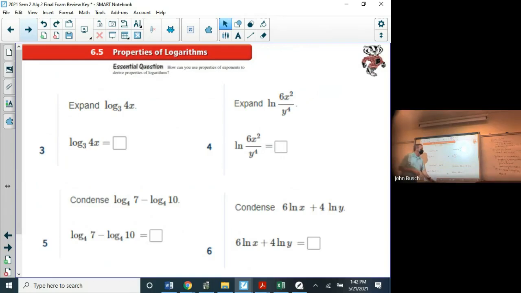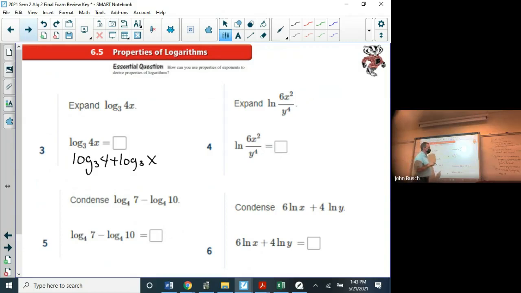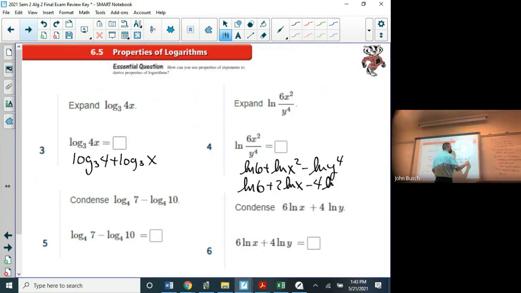So expanding this, since it's a product, we can expand that into log base 3 of 4 plus log base 3 of x. Expanding this one, we've got multiplication on the top, and then you divide by y to the 4th. Everything in the denominator is going to end up being negative. So we've got the natural log of 6 plus natural log of x squared minus natural log of y to the 4th. And then these powers can come out first. Natural log of 6 plus 2 times the natural log of x minus 4 times the natural log of y.